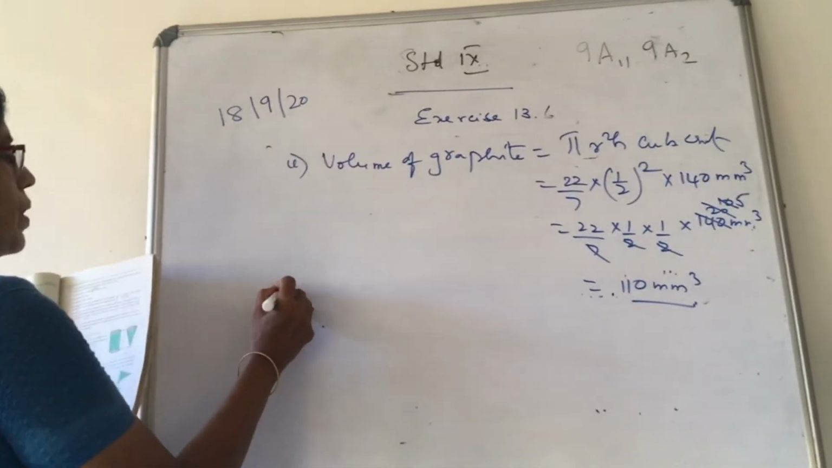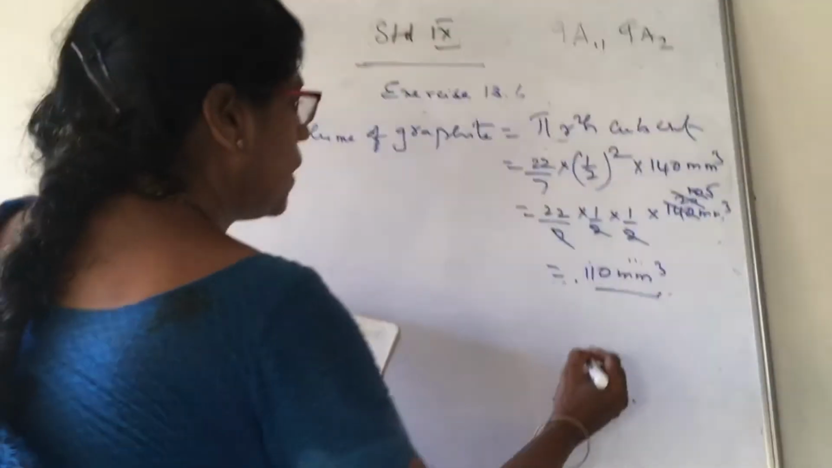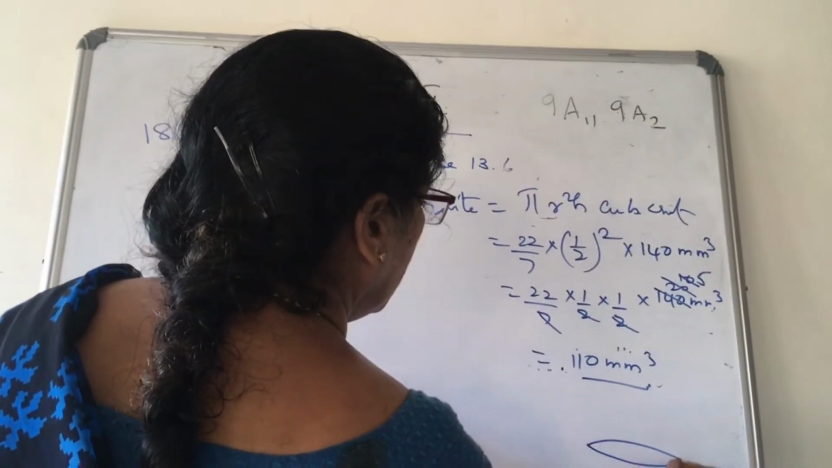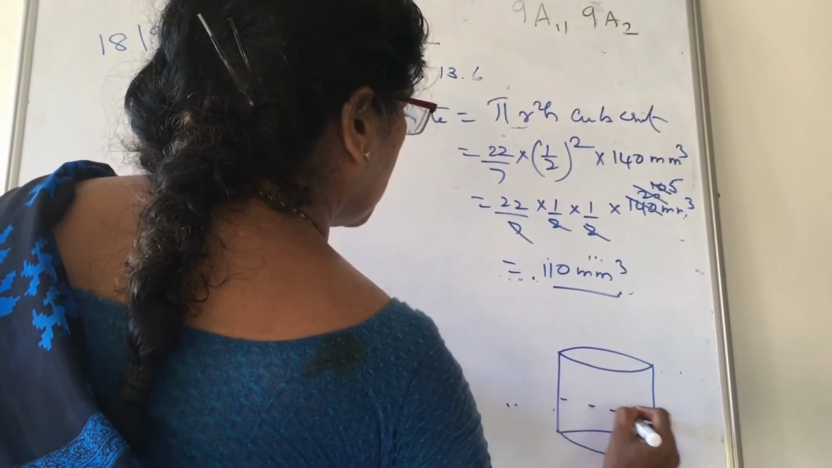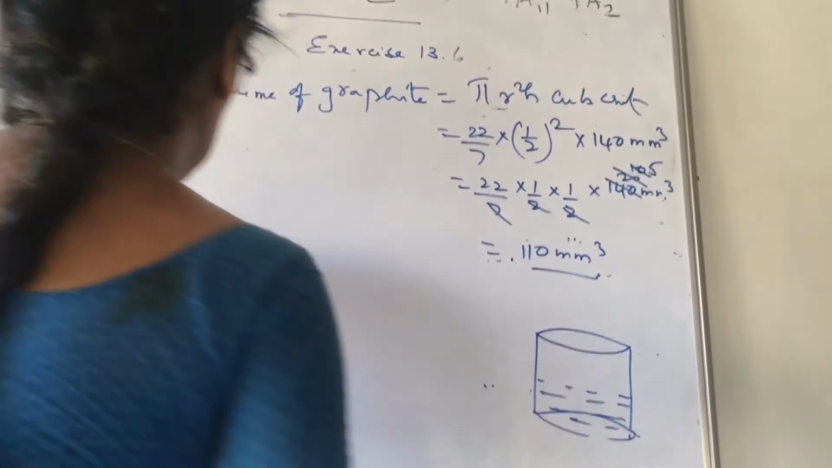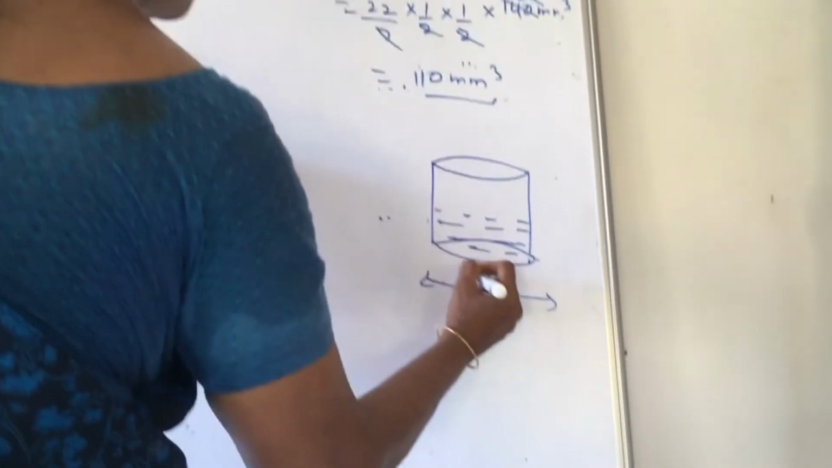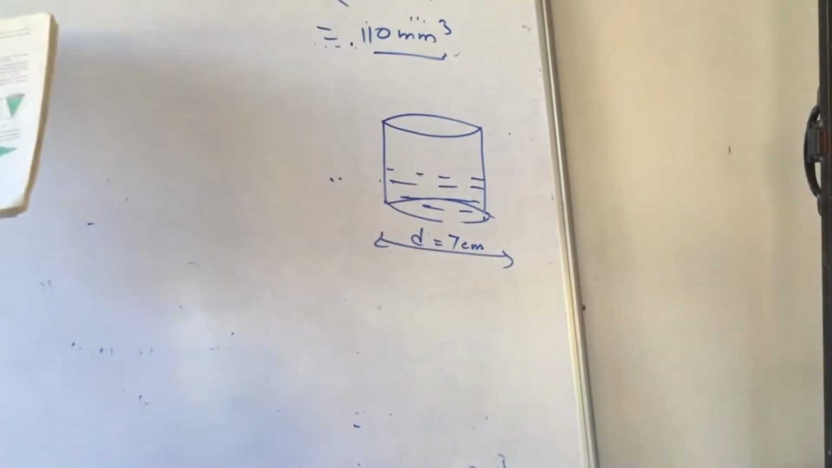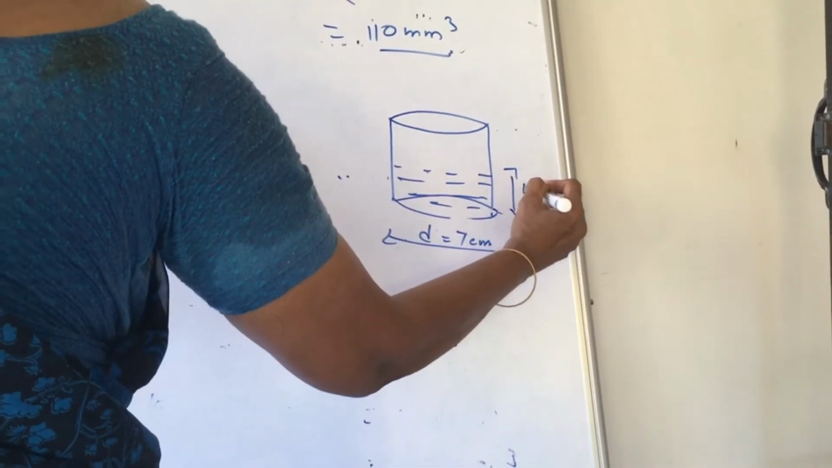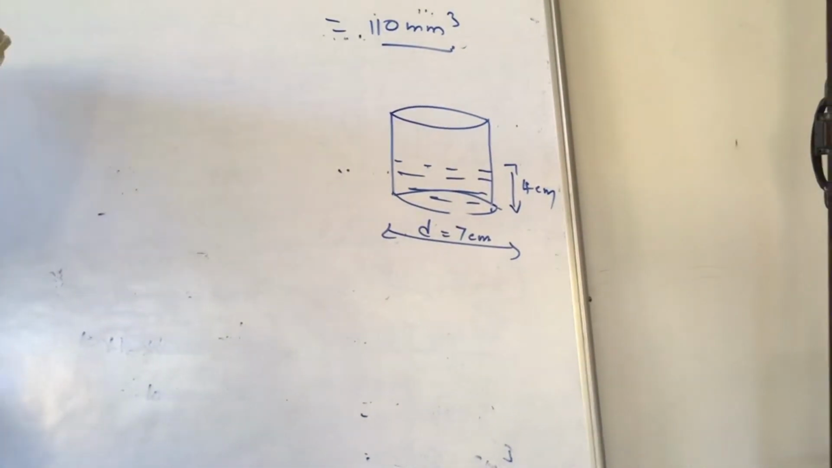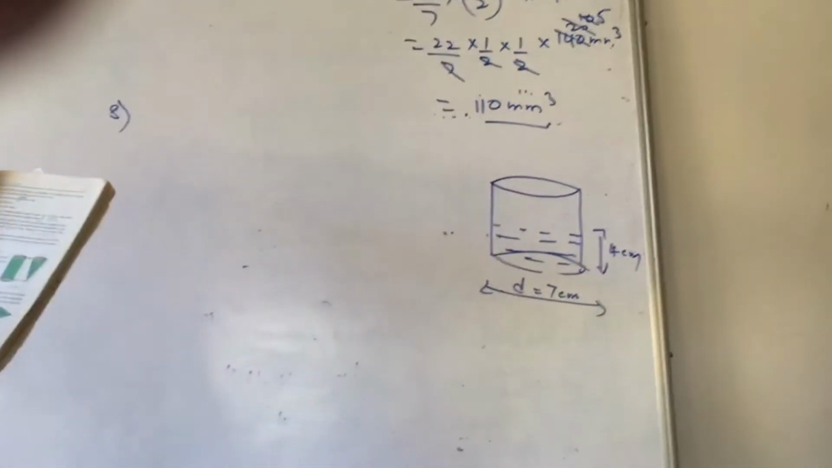Coming to the 8th question. A patient in the hospital is given soup in a cylindrical bowl. The soup is served to the patient in a cylindrical bowl of diameter D equal to 7 centimeters. And the height of the soup is only 4 centimeters. They are asking you how much soup the hospital has to prepare to serve 250 patients.